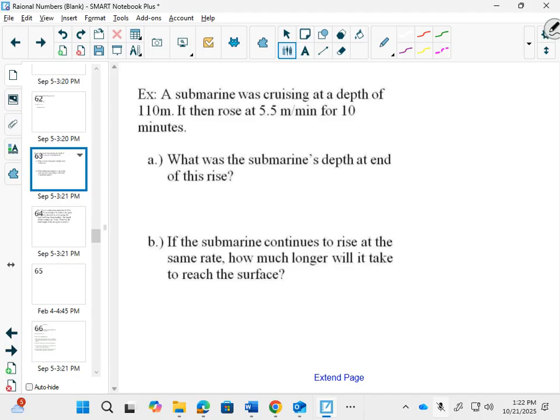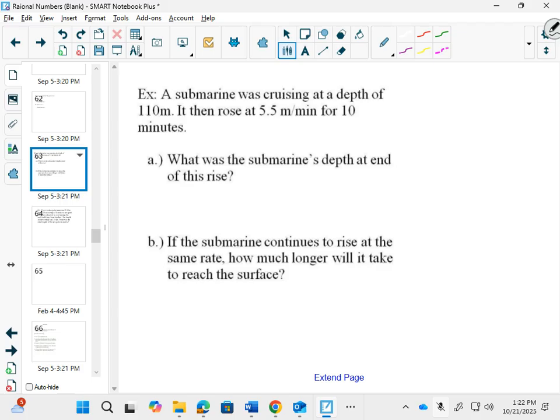Submarine was cruising at a depth of 110 meters. It then rose at 5.5 meters per minute for 10 minutes. This becomes a challenge because we're going to be doing math, but it's also within English, so we have to read the question and understand this.